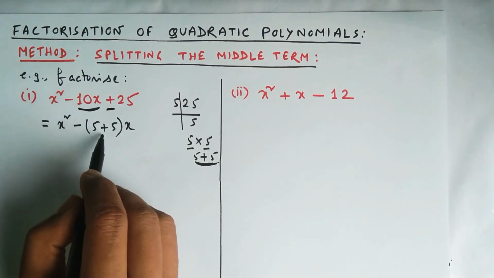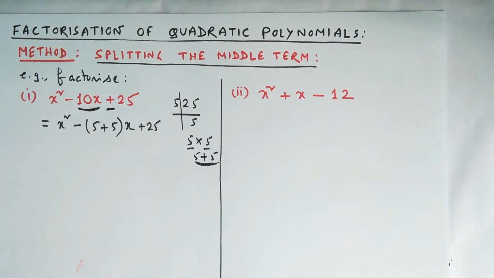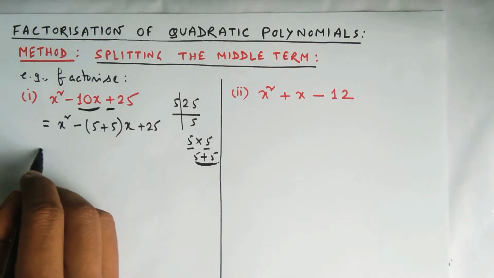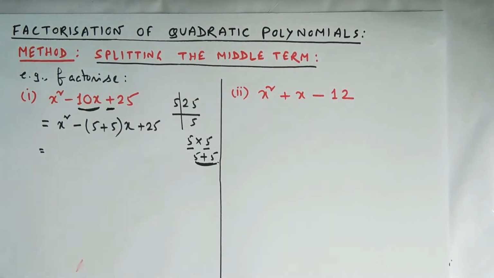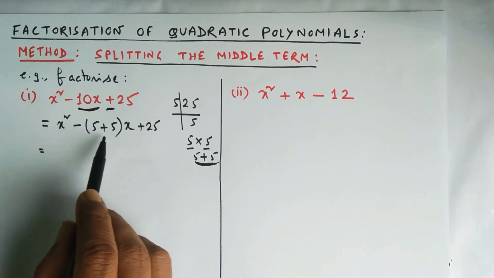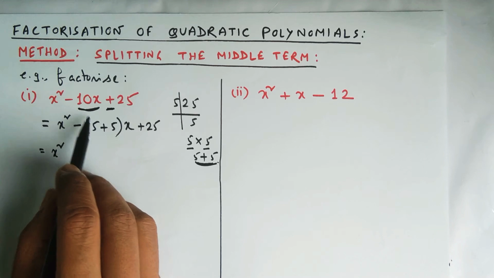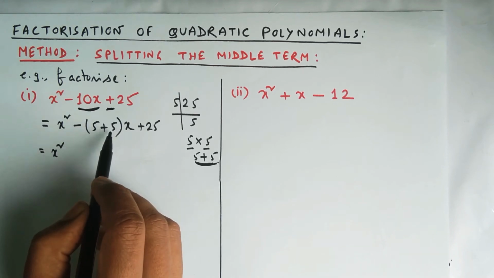Then only we are writing 5 plus 5, with x outside, plus 25. Done. This is the only part you need to understand; the remaining parts are not very difficult. The middle term must be split into two terms like this. Now this is equal to x square, and 10 you have written as 5 plus 5 using this rule.